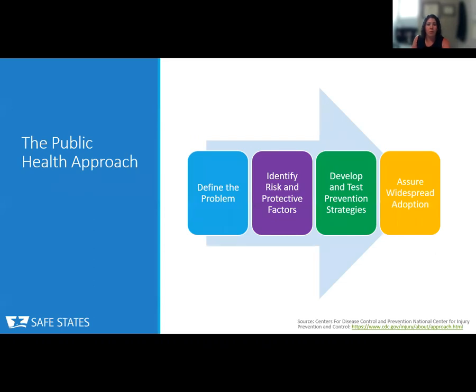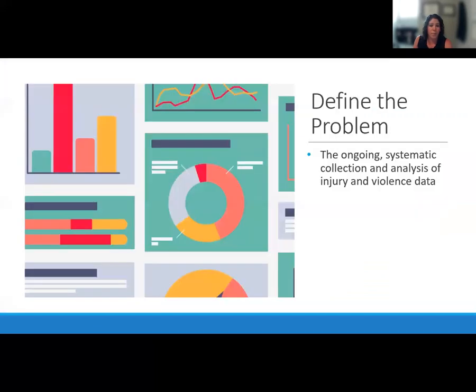The public health approach is a four-step scientific systematic process that includes: one, carefully describing the problem through data collection and surveillance; two, studying factors that increase or decrease risk for injury; three, designing, implementing, and evaluating intervention strategies aimed at decreasing these risk factors and increasing the protective factors; and four, taking steps to ensure that proven strategies are widely disseminated and implemented in communities nationwide.